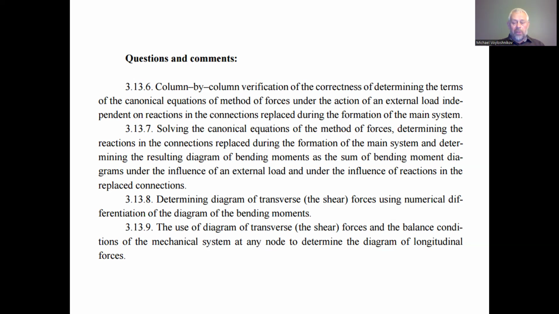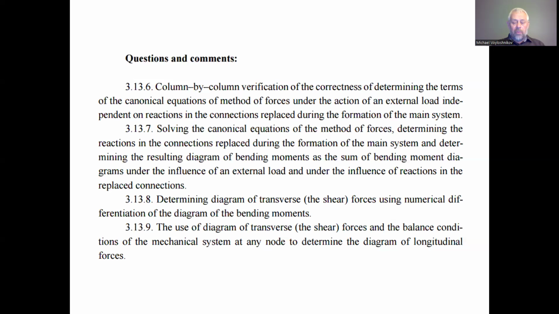3.13.7 Solving the canonical equations of the method of forces, determining the reactions of the connections replaced during the formation of the main system, and determining the resulting diagram of bending moments as the sum of the bending moment diagram under the influence of the external load and under the influence of reactions in the replaced connections. After finding the reactions of the unnecessary connections of the statically indeterminate system using the rule of deformation compatibility, we can use the canonical equations of the force method.